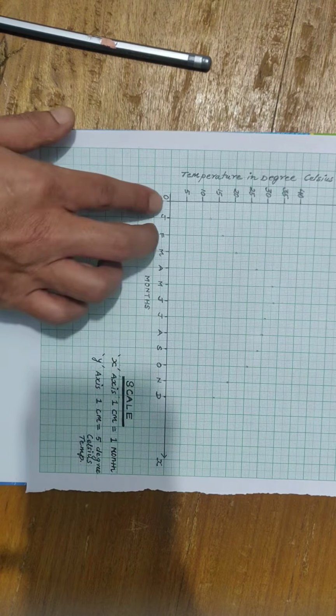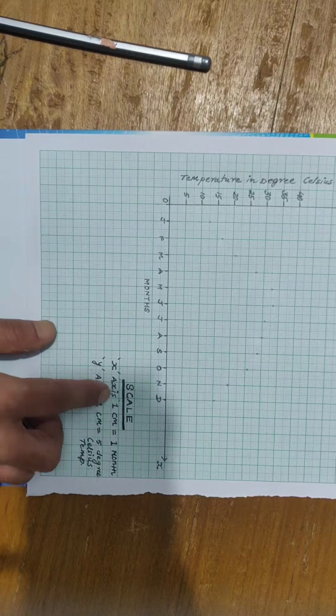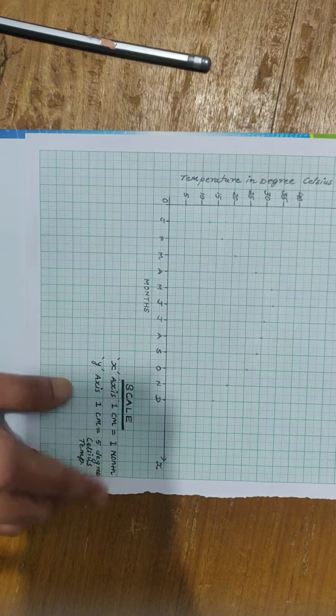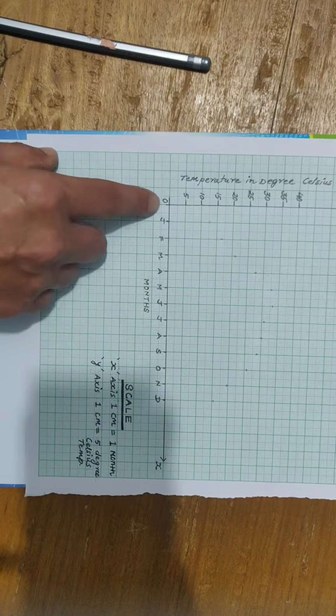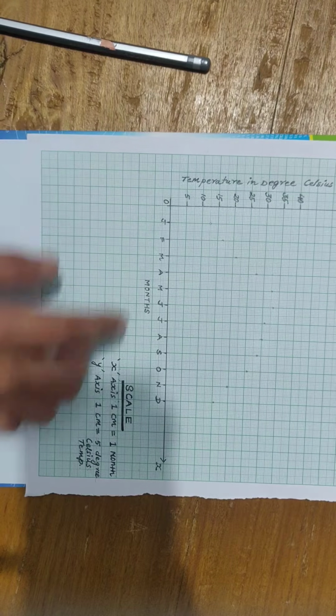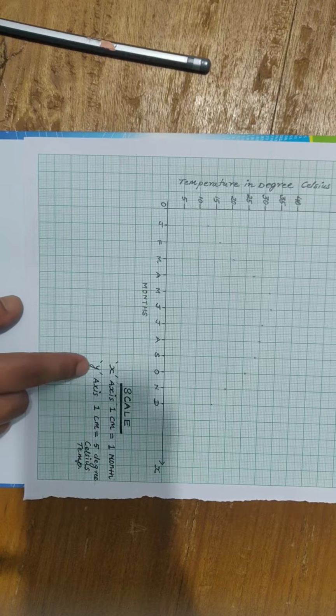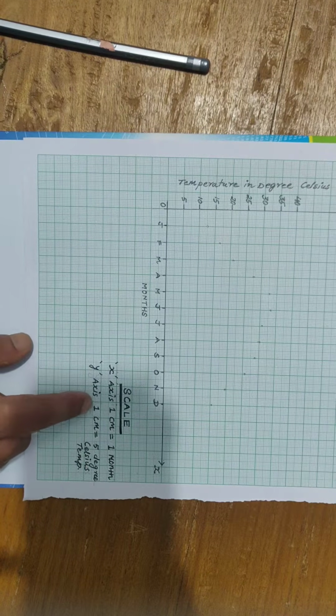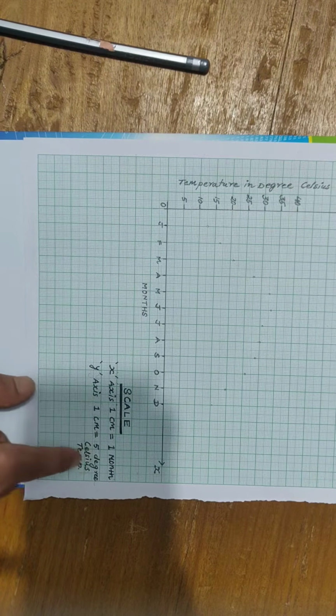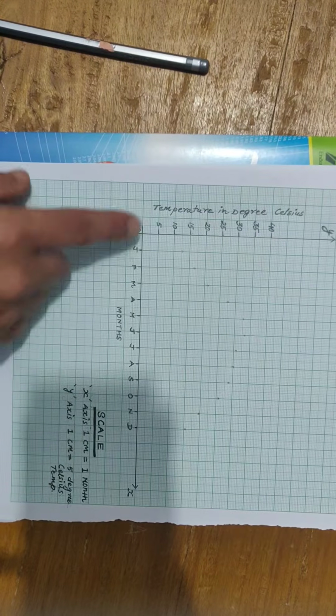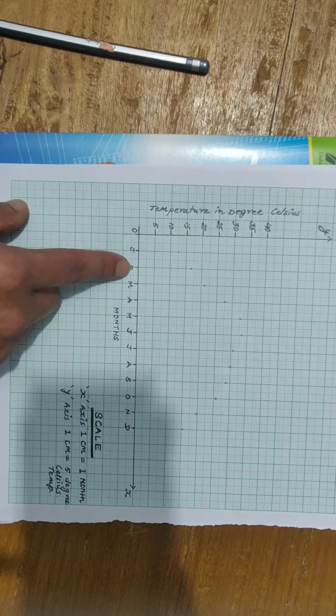If you take 2 centimeters, you have to write x-axis 2 centimeters equal to 1 month. But I have taken 1 centimeter, so I have written x-axis 1 centimeter equal to 1 month. Likewise, the y-axis I have taken 1 centimeter equal to 5 degrees Celsius, since we have to look at our data, our maximum value.